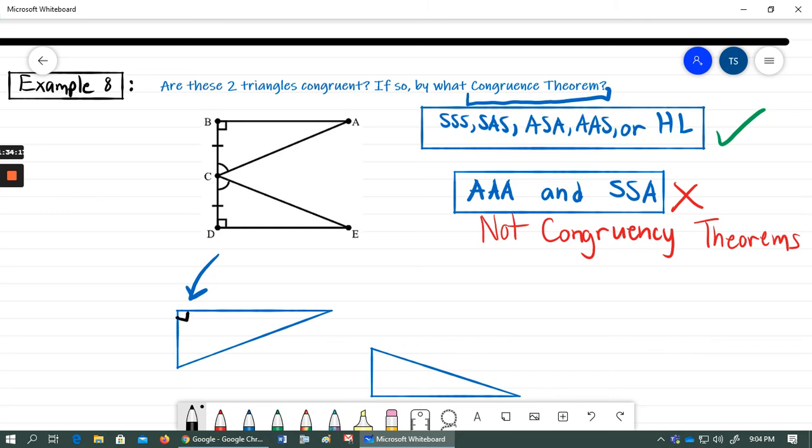Okay, because we see the little right angle symbols. That doesn't necessarily mean that we'll be able to use the hypotenuse leg theorem, but they are right triangles nonetheless, because again, we've got these right angle symbols. All right, what else do they have marked? They've got this side, and they've got this here marked as well.